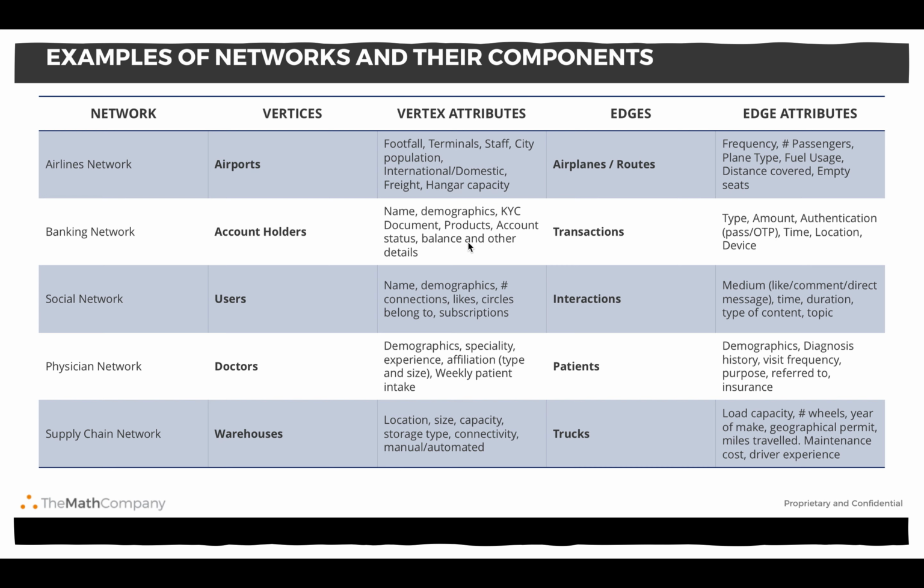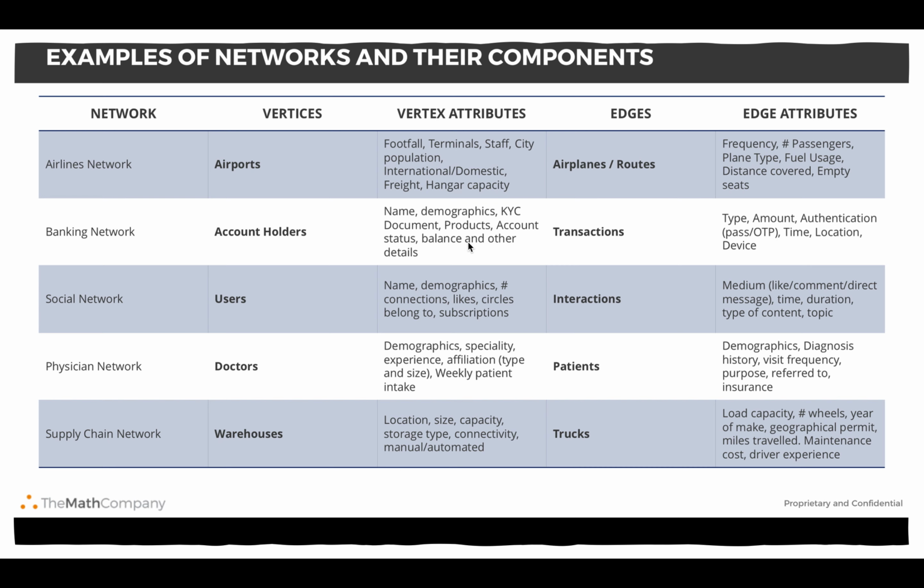I already talked about the airline networks. The vertices are the airports, and as I said, we could have some attributes associated to the vertices. Since the vertices are the airports here, it could be footfall, terminals, number of staff, city population, whether it has international or domestic flights, freight, hangar capacity. And obviously the edges are basically the airplanes and the routes.